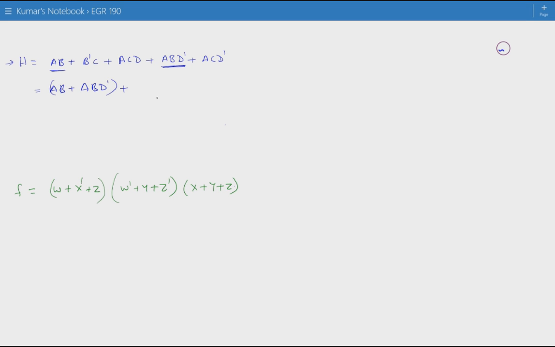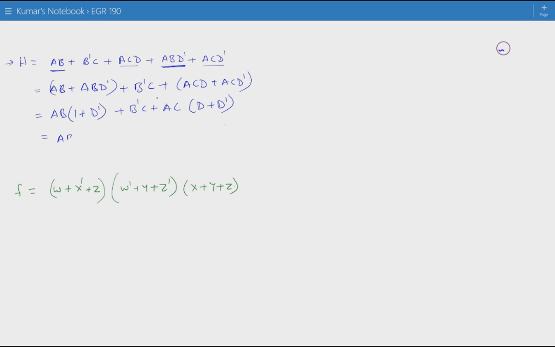Now look at something else. b bar c. Do we have b bar c anywhere else? No. We're going to write it as is. Now with acd, do we have something similar? acd bar. We're going to look at acd plus acd bar. That is going to factor out as previously: ab times 1 plus d bar, plus b bar c. Here we have ac as common, so factor it out. That becomes d plus d bar.